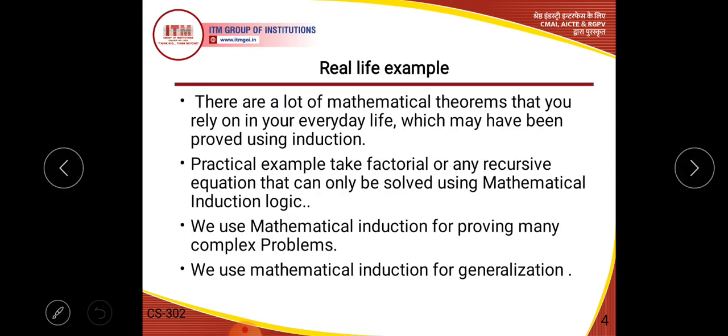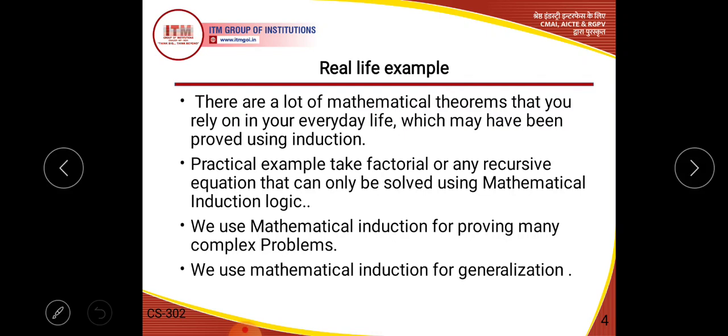Now, a real life example, where we use mathematical induction in real life. The first point is, there are a lot of mathematical theorems that we rely on in everyday life, which may have been proved by induction. It means that a mathematical theorem can be proved by induction.